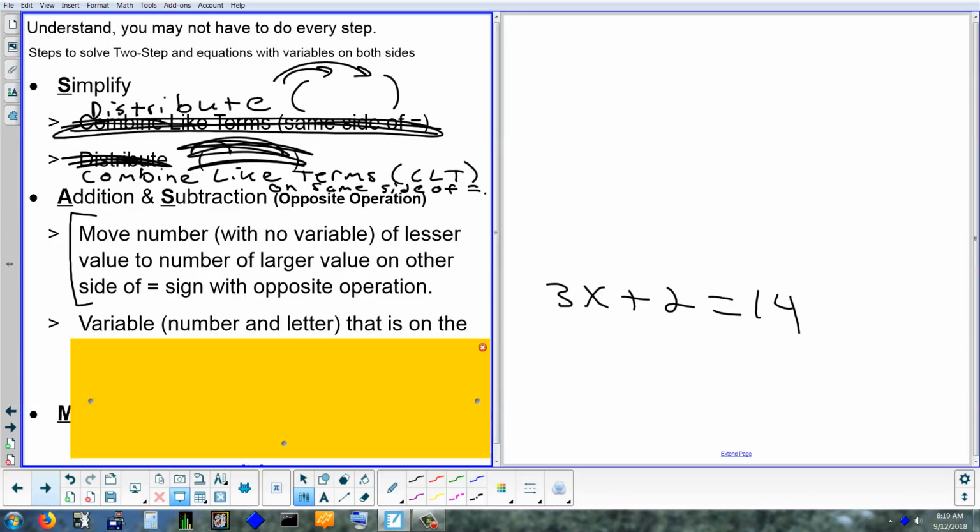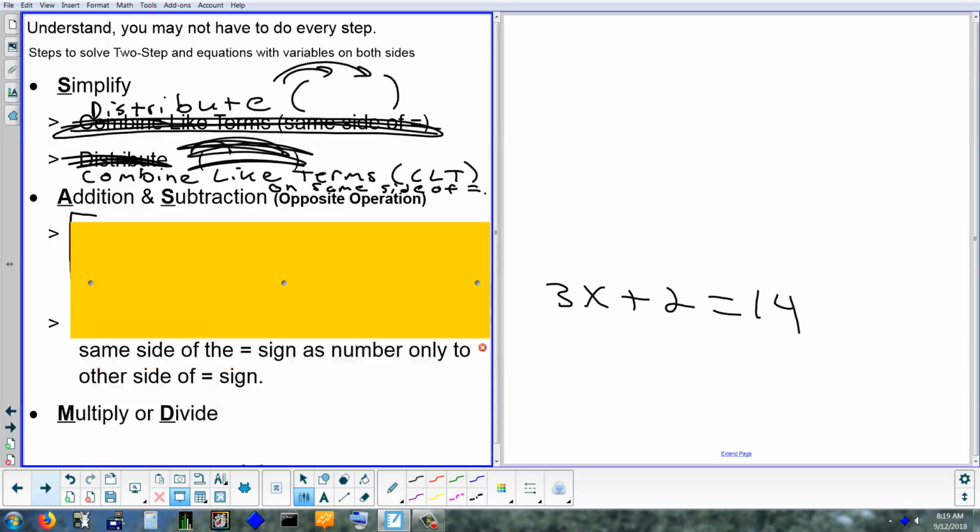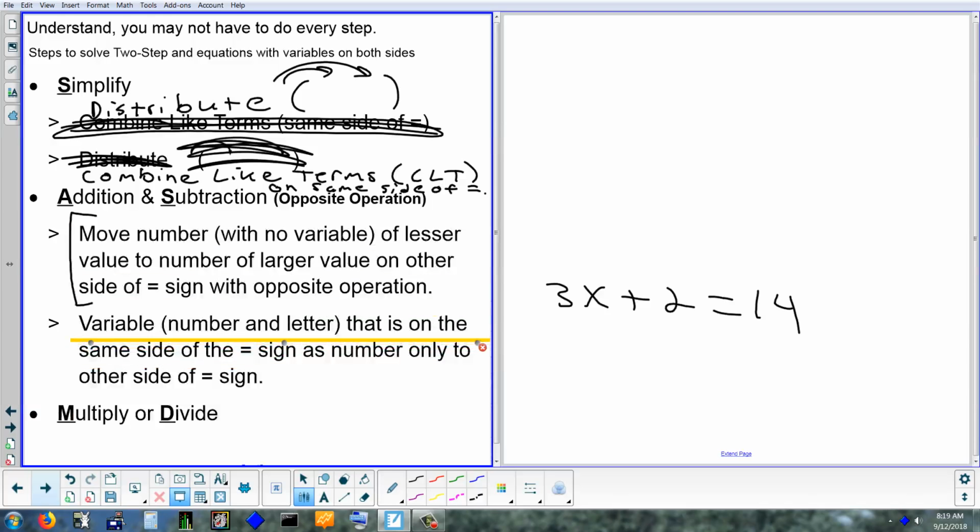What does that say? There we go. So hold off on copying that down for a second. Yeah, you're just moving a number from one side to the other. That's it. So don't worry about that right now.